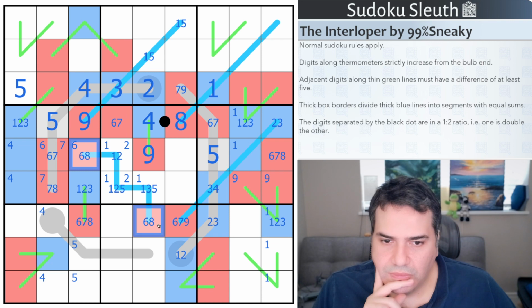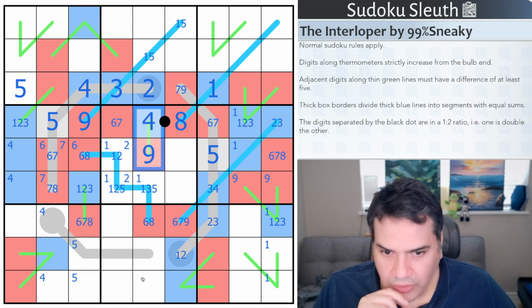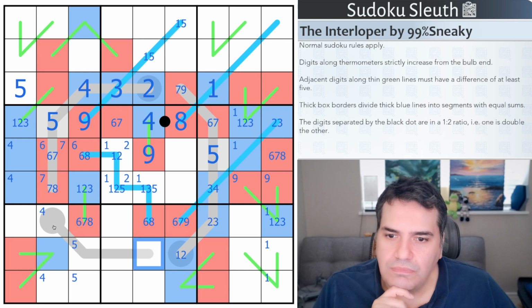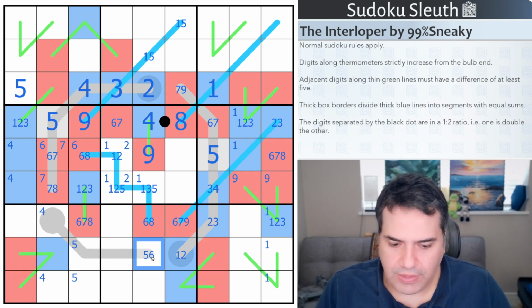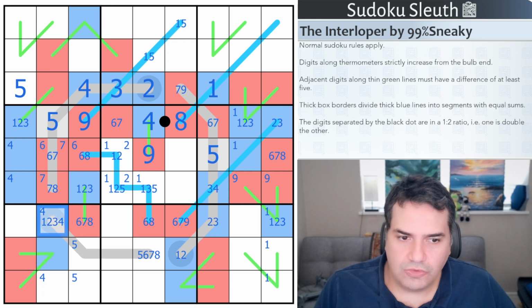And obviously an 8. What am I missing? Is it this thermometer? Is it time to think about this thermometer? You see, the fact that this is 4 and 9, looking at this cell. So 1, 2, 3, 4, not allowed. So this is 5, 6, 7, or 8. And if this is 8, 7, 6, 5, this is not a 5. This is 1, 2, 3, 4. This is a low digit.